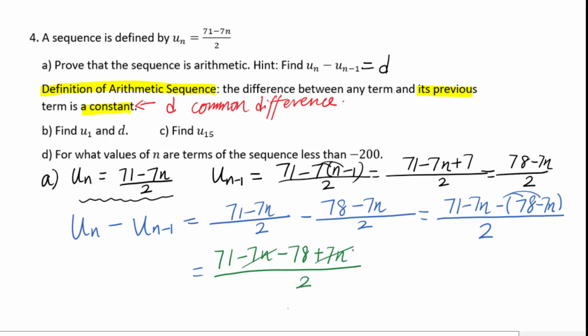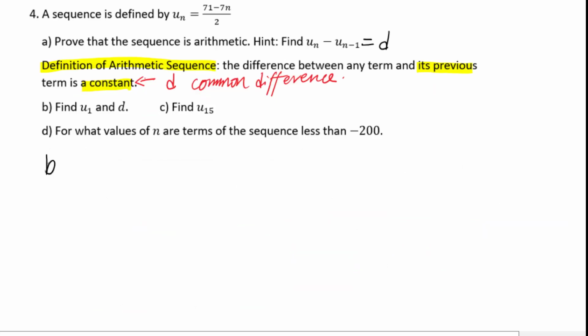Combine like terms, negative 7 over 2. Since the difference between any term and its previous term is a constant number, negative 7 over 2, u sub n is an arithmetic sequence. Let's go to B.